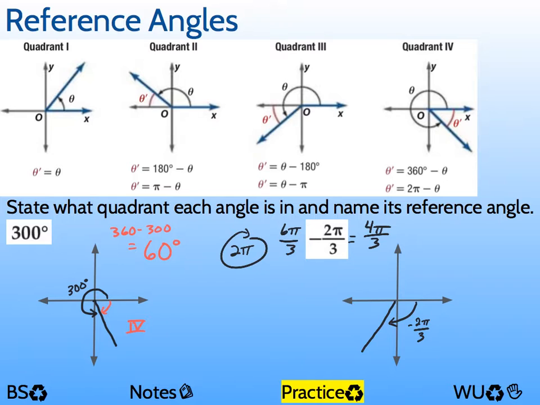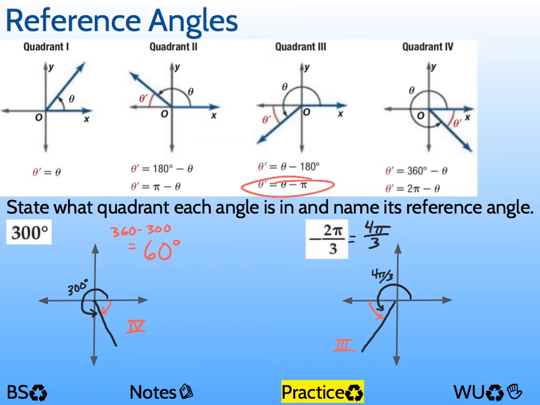Now let me redraw that for you. Wow, that was magic! Okay, so now we can work with this. We know that the angle is in quadrant 3, which means we're going to use this rule right here. And remember, this is the reference angle we're finding, the acute angle between the terminal side and the x-axis. So 4 pi over 3 minus pi, which I'm going to rewrite as 3 pi over 3, because that would cancel out and give you pi. So subtracting that, we get that the reference angle is simply 1 pi over 3.